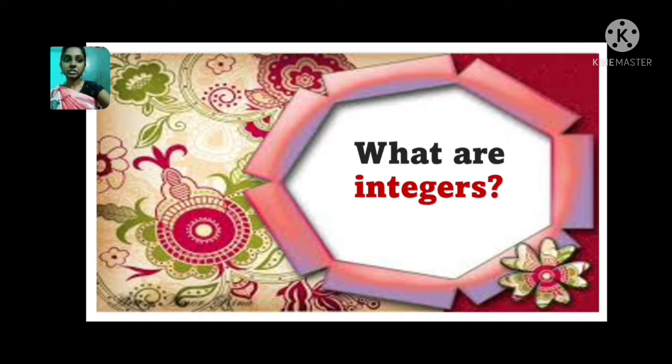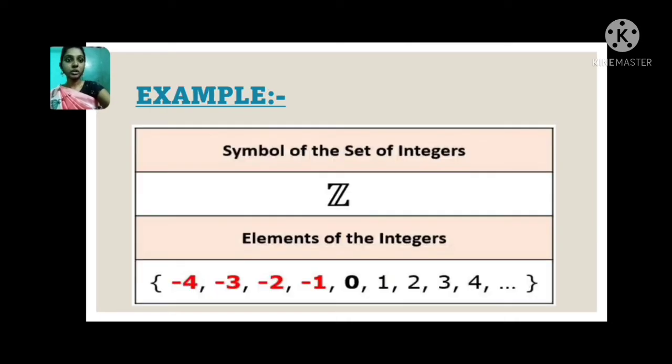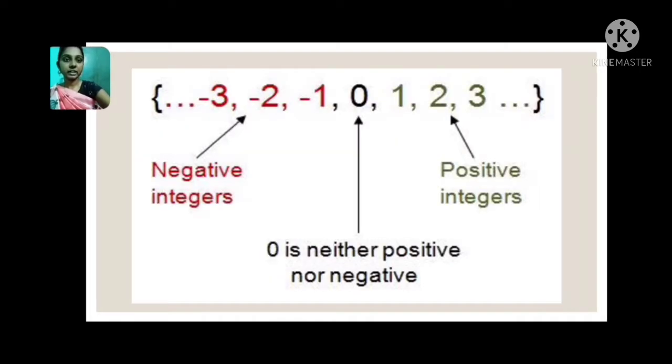Now, what are integers? We have learned three terms: natural numbers, whole numbers and negative numbers. Putting all these together, we get the integers. An integer is a number with no decimal or fractional part, from the set of negative and positive numbers including 0. The integers are represented by the symbol Z. Examples of integers are minus 4, minus 3, minus 2, minus 1, 0, 1, 2, 3, 4, etc.